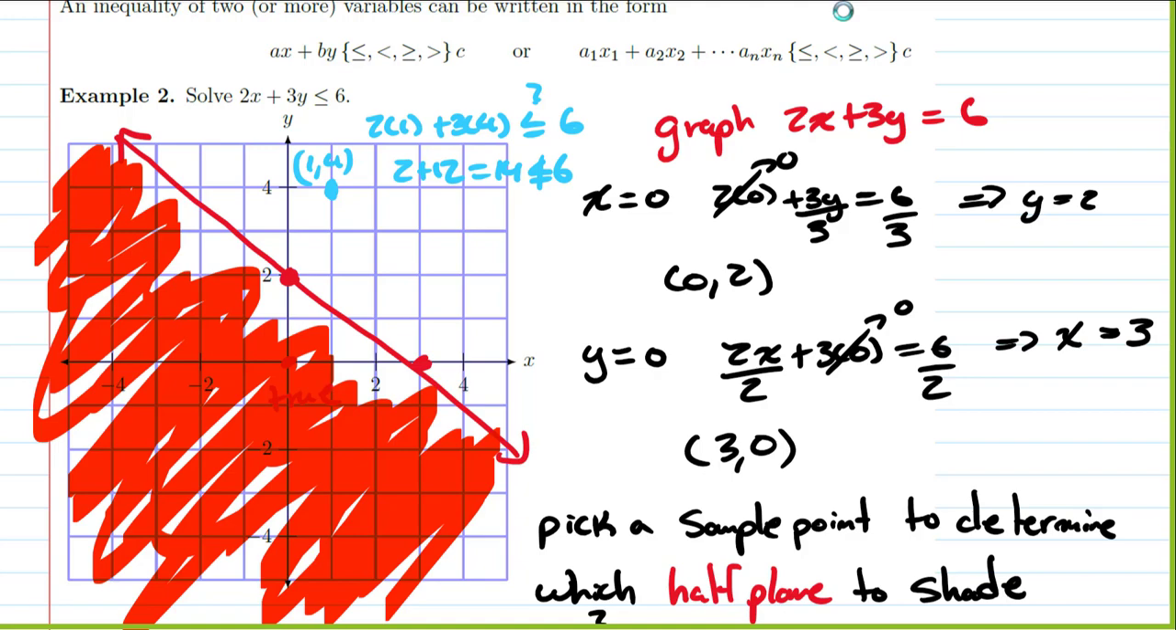So you pick a point on either side, and as mentioned, 0, 0 is always a good choice because it's the easiest one to check if it's available. If the line goes through 0, 0, you will have to pick something else, like what we did here. And if it's false, then it's the other side that you need to shade, right?